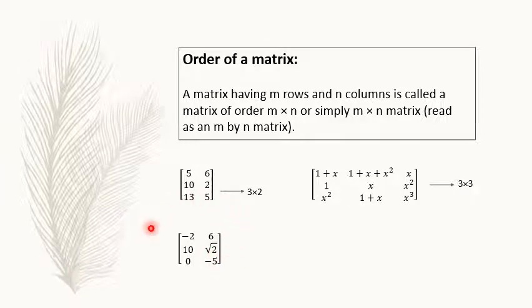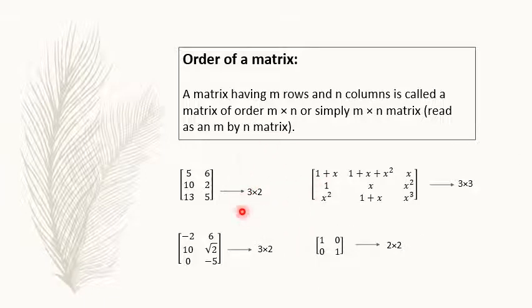So what is the order of this matrix? 3 by 2. Why? 3 rows and 2 columns. What is the order of this matrix? 2 by 2. 2 rows and 2 columns. So this is the order of a matrix.